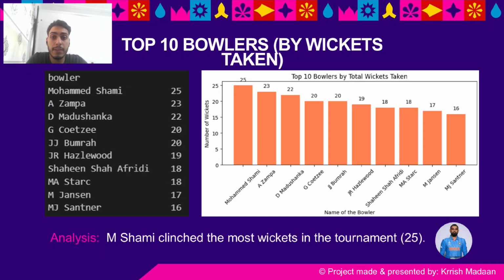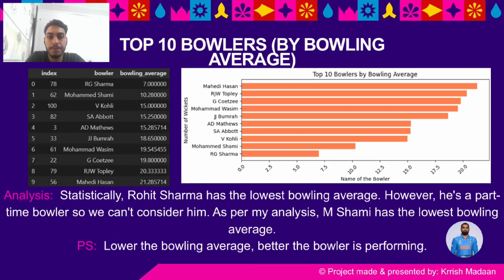Now we come to the bowling analysis. So here's a list of top 10 bowlers by the number of wickets taken, and Mohammed Shami is leading the list with 25 wickets in his pocket.